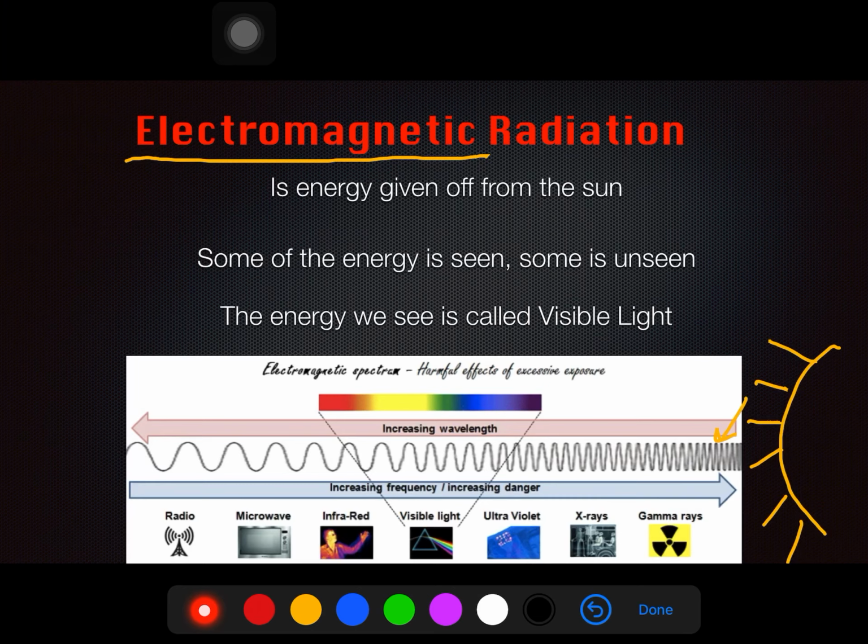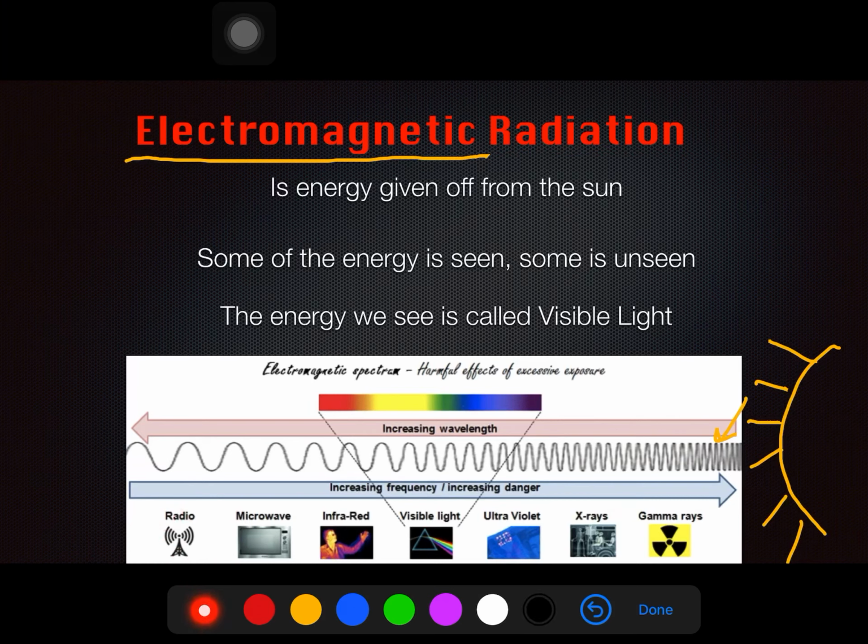Kind of creative, right? So there's other forms of light that we don't see, and you know that because if you go out in the sun, you put on sunscreen, and that's probably because of this ultraviolet light. Microwaves send signals, and radios send signals.